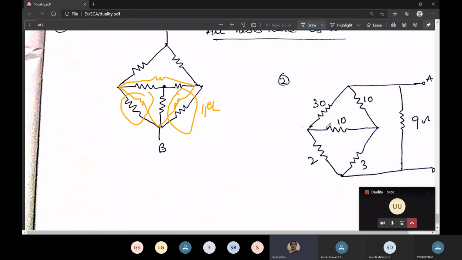Here also you can convert this delta to star. It will become easy. Then whatever network comes here, this and this will be in series, this and this both together. So you can solve it. Then the resulting answer will be in parallel with 9 ohm. You will get the answer. So try it and tell me. If you have any problem, you can inform me tomorrow.